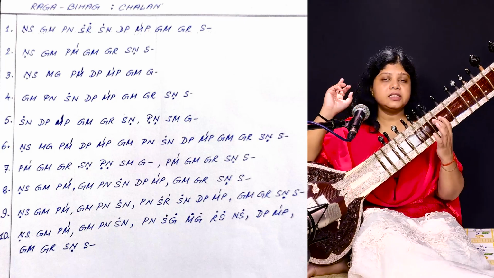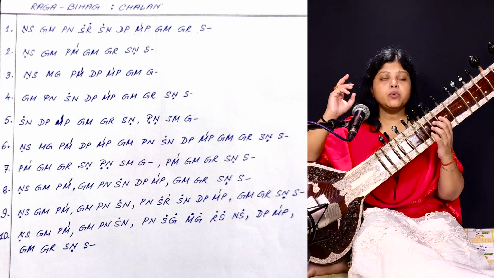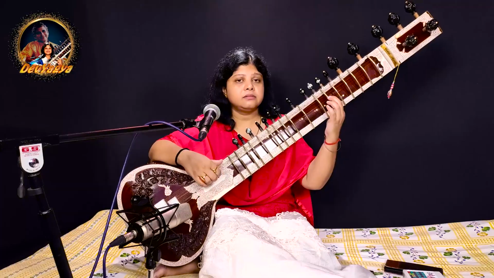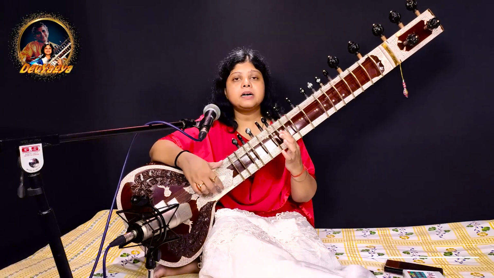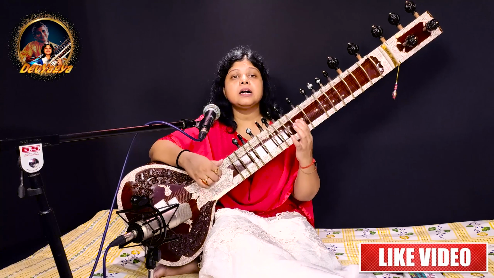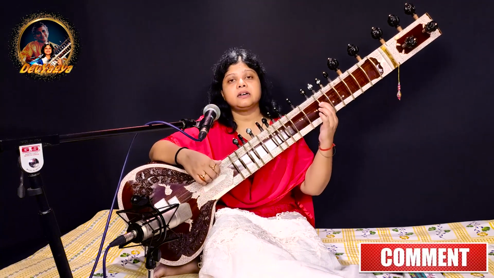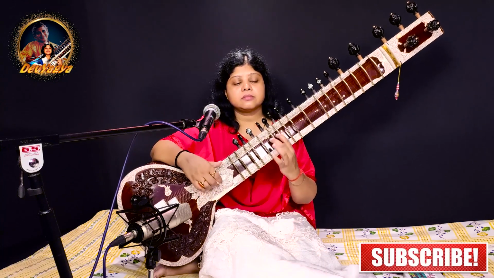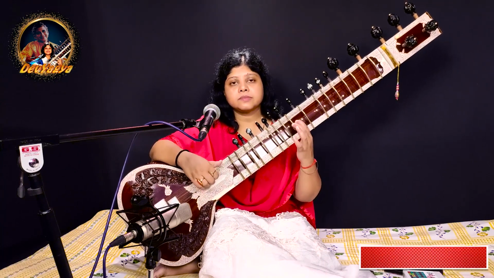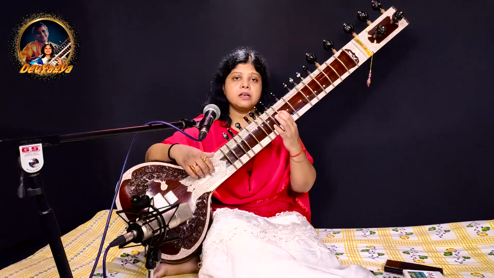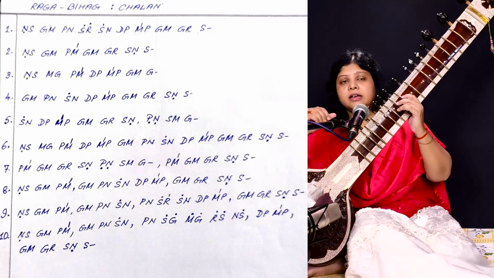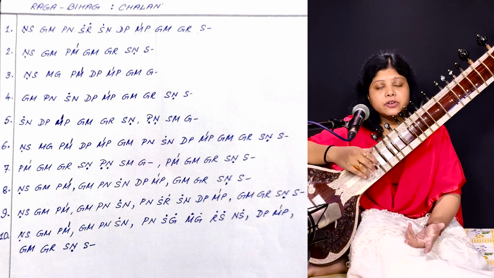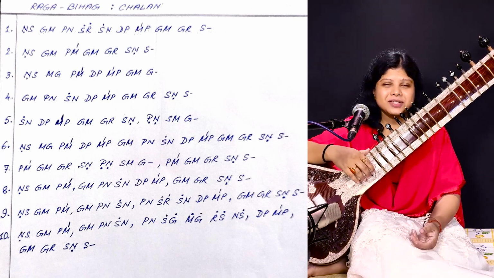As you can see the third Chalan, Ma Pa Ga Ma Ga, if you want, you can also add Ma Pa Ga Ma Ga Re Sa, like Pa Ma Dha Pa Ma Pa Ga Ma Ga Re Sa. You can add to it. As you can see, there are around 9 to 10 Chalan. I have played only 3 of them, so rest you try it yourself.